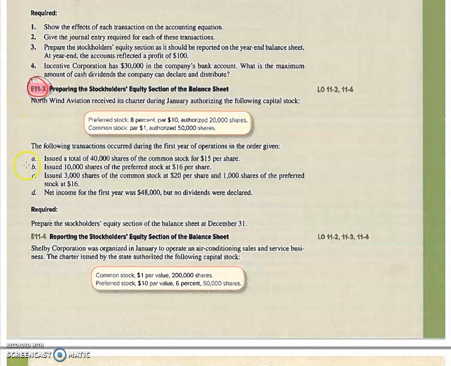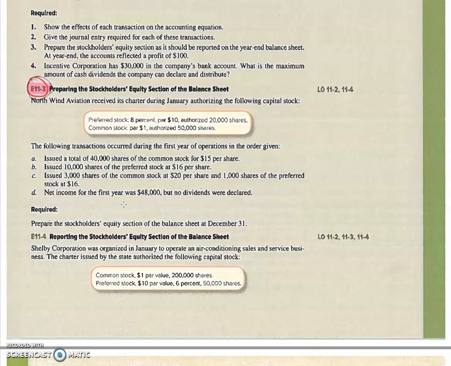I also apologize, I didn't read the problem carefully enough. It says to prepare the stockholders' equity section of the balance sheet, and I was expecting to see a statement of stockholders' equity. So, stockholders' equity section of the balance sheet. What are we going to have? Well, we're going to have all the stockholders' equity accounts just listed in total.